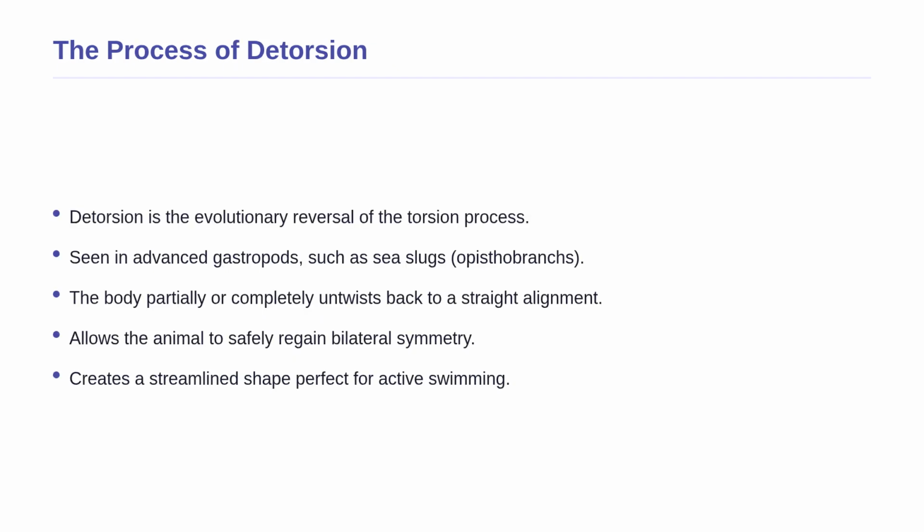Evolution is full of surprises, and millions of years later, some gastropods decided to reverse this entire process. This evolutionary reversal is called detorsion. It is primarily seen in advanced gastropods, such as a lineage of sea slugs known as opisthobranchs. During their development, these sea slugs partially or completely untwist their bodies back to the original straight alignment. By regaining this bilateral symmetry, the sea slug develops a highly streamlined shape, which is absolutely perfect for gliding smoothly and actively swimming through the ocean currents.